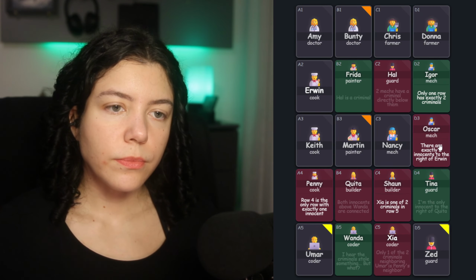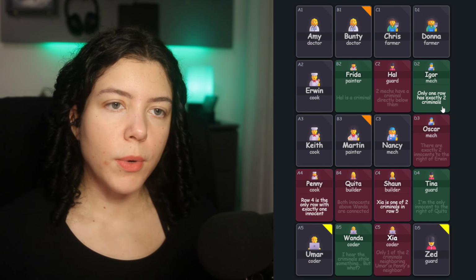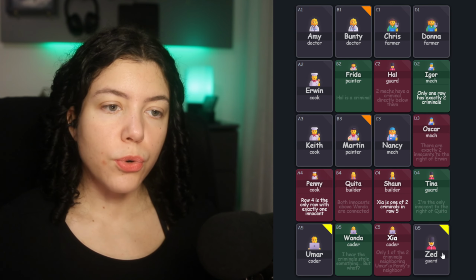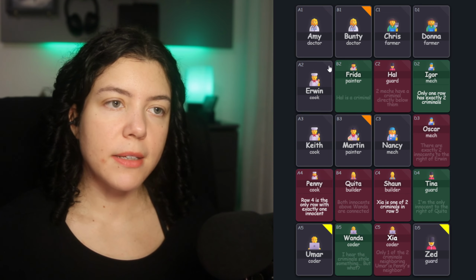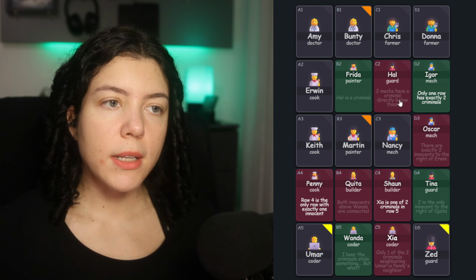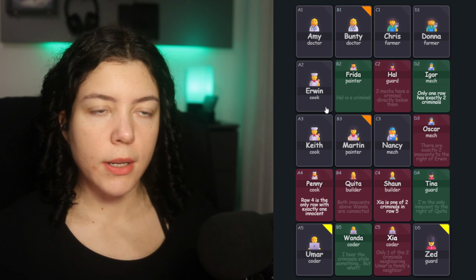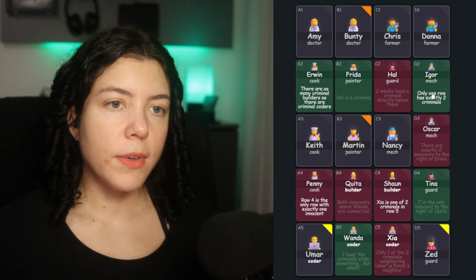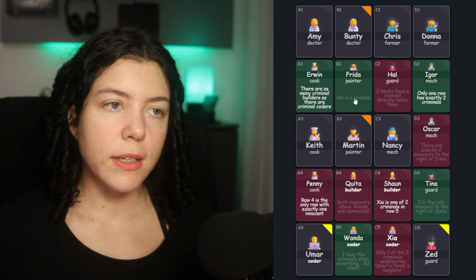Now, Igor says that only one row has exactly 2 criminals. So that goes with row 5 having 2 criminals. We know that's the case, and that makes it so that row 2 couldn't have 2 criminals, which so far it has 1, and if Erwin were a criminal, it would end up with 2. So we need to make Erwin an innocent here. Now, we leave Igor's clue there to remind us of that in the future.